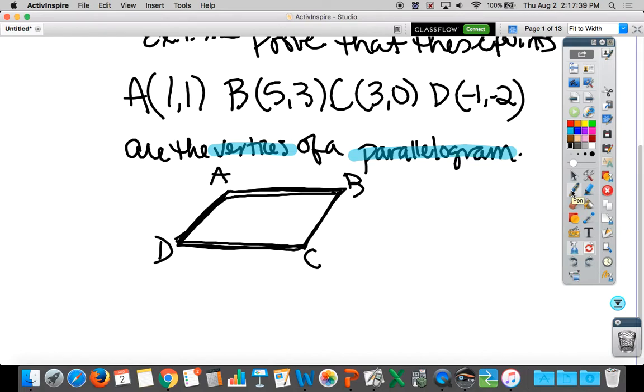Go ahead and start distance for me. You're going to have to find the distance of AB and the distance of DC and check and see if those are equal.